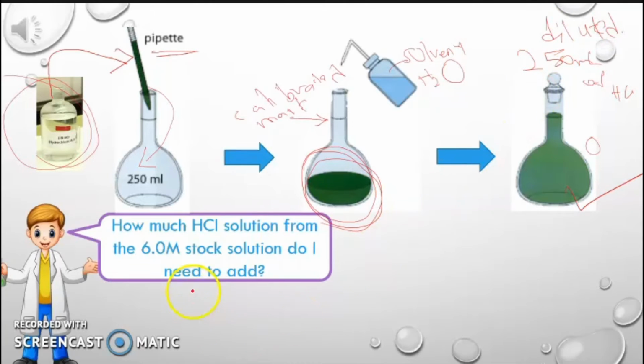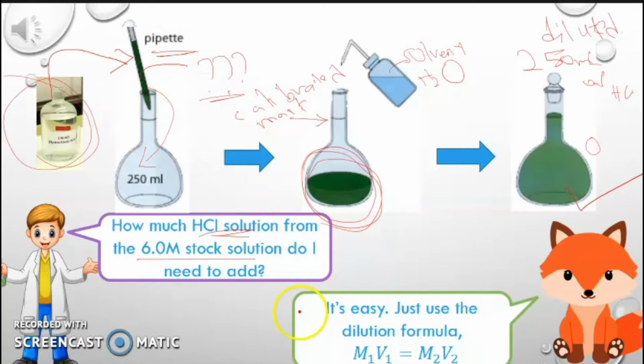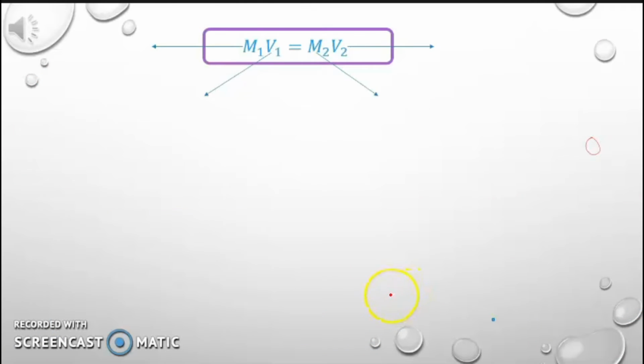But the problem is how much HCl solution from the 6.0 molar stock solution did Alex need to add to get the goal concentration? Don't worry, it's easy. You just have to use the dilution formula. M1V1 equals M2V2. Okay, let's look at the formula. M1V1 equals M2V2.